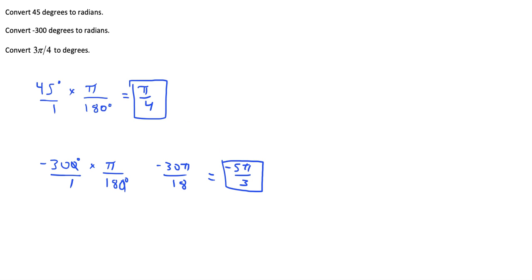All right, so lastly here, we want to convert radians to degrees. So we just do the opposite. We have 3 pi over 4, which is radians. To convert this into degrees, we multiply now by 180 over pi. It's just the opposite. Of course, the pi's do cancel out here.